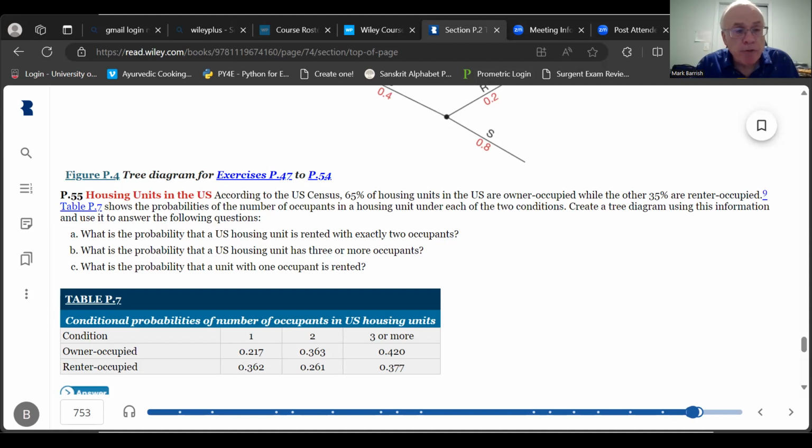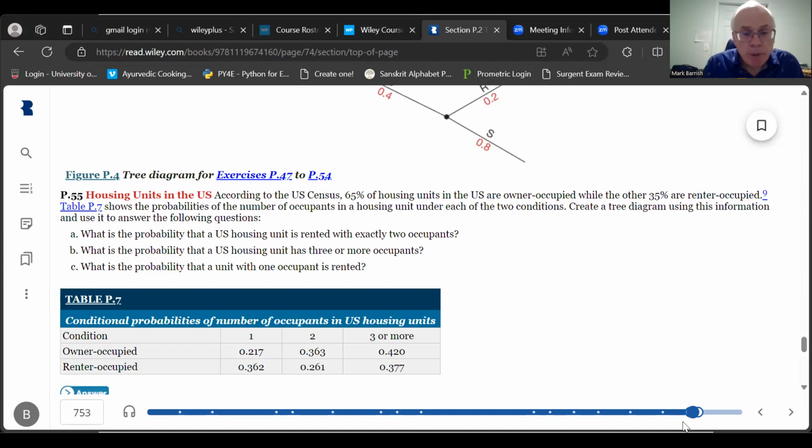This is P55, and it says, according to the U.S. Census, 65% of housing units in the U.S. are owner-occupied, while the other 35% are renter-occupied. It's a pretty easy idea, right? So you have housing, and 65% of those houses are owned by the occupants, and 35% are occupied by renters, not the owners.